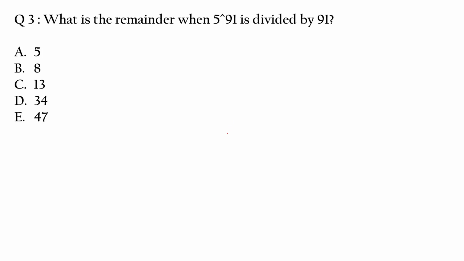Moving ahead to the toughest question of the day. What is the remainder when 5 power 91 is divided by 91? This is a tough question which might or might not come in the scope of GMAT, but I think it's important to get this concept, which is to immediately see that 91 is equal to 7 into 13.